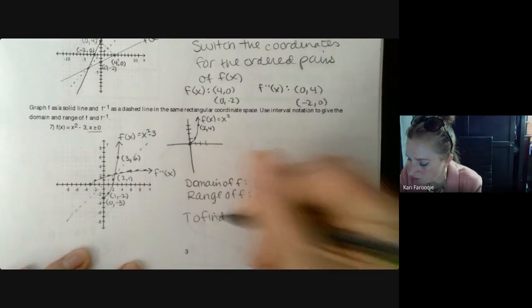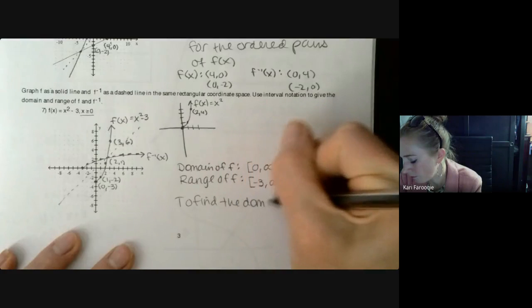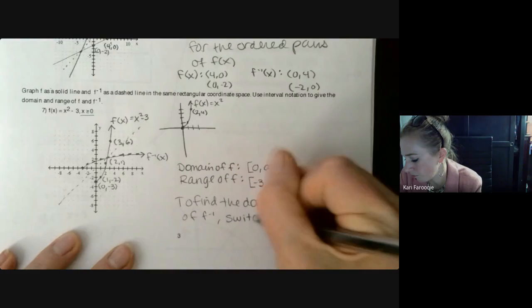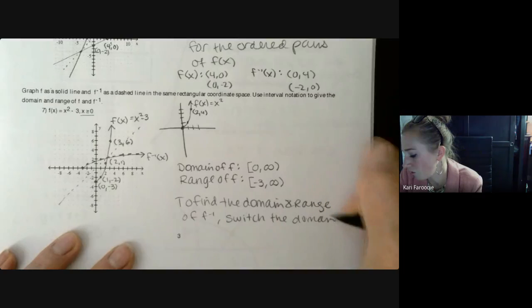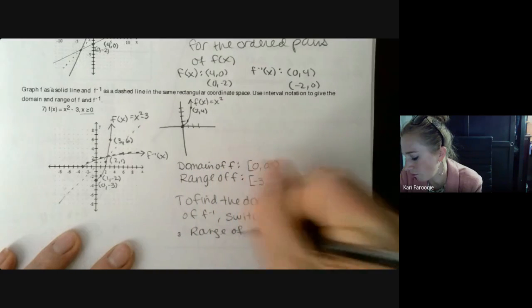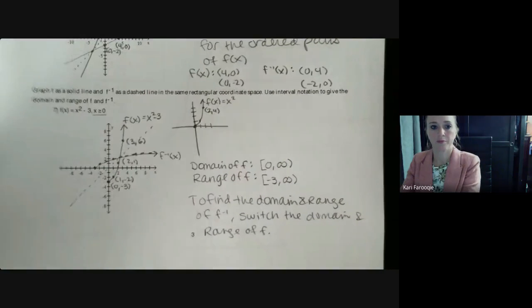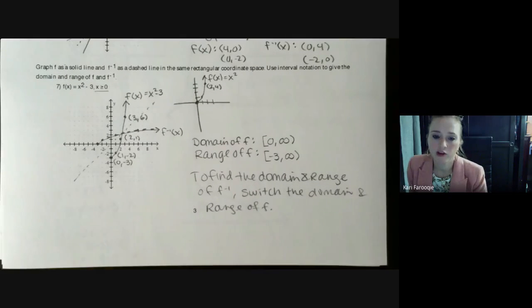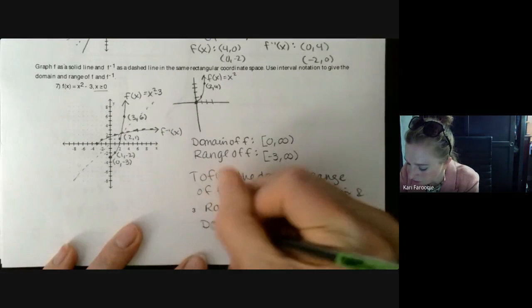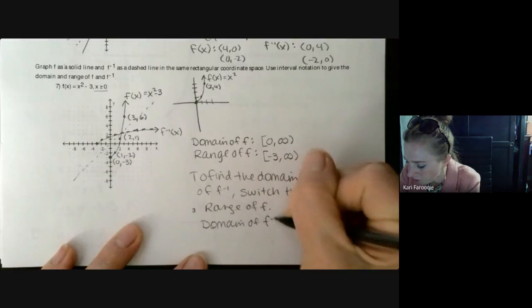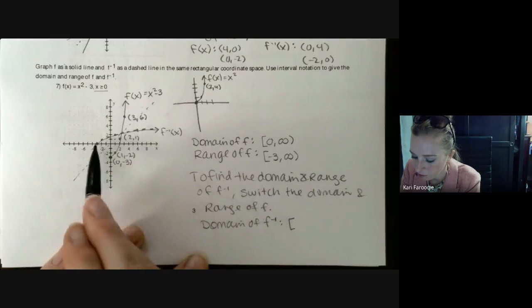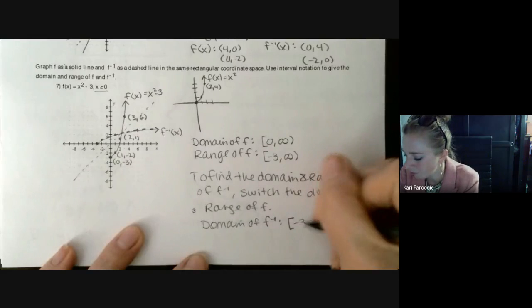To find the domain and range of f inverse, switch the domain and range of f. You can also look at the graph to do this. The domain of f is the range of f inverse. The range of f is the domain of f inverse. So you can use that to talk about the domain of f inverse. And you can see that visually. f inverse covers values of x from -3 all the way up to infinity. And that is the range of f.